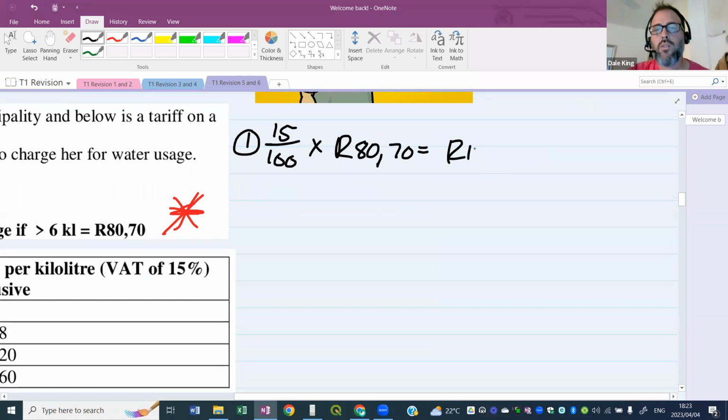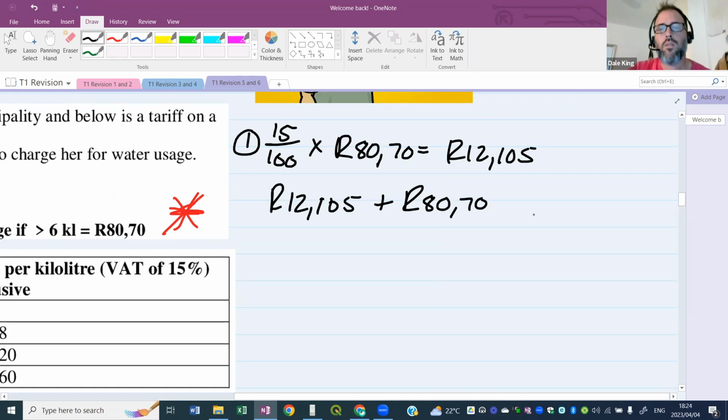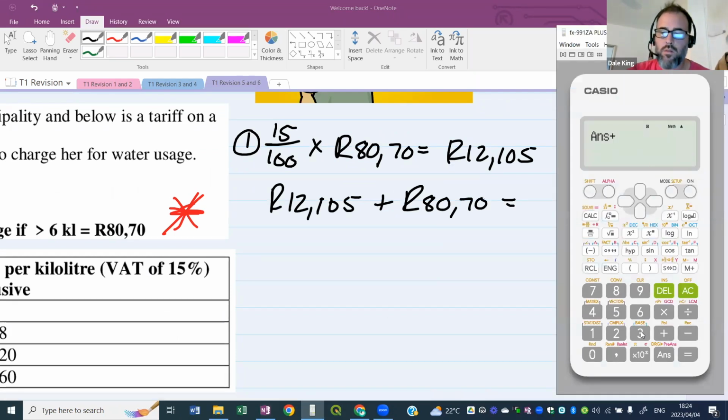12.105. And then you will probably add 12.105 to the 80 rand 70. Isn't it supposed to be 7.5? Yes, something's not right. I think it's the percentage, because I was looking at the VATs, that's why. So it's 7.5. Very good. Thank you, Kira. You doubled it, so you can just halve that 12 rand.